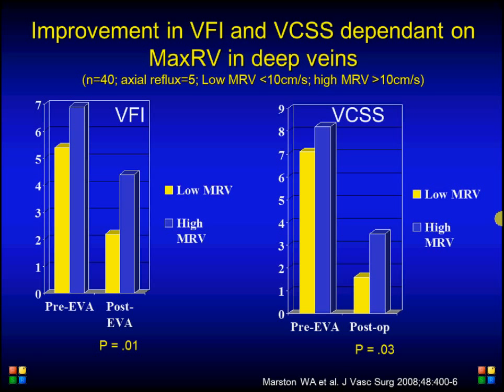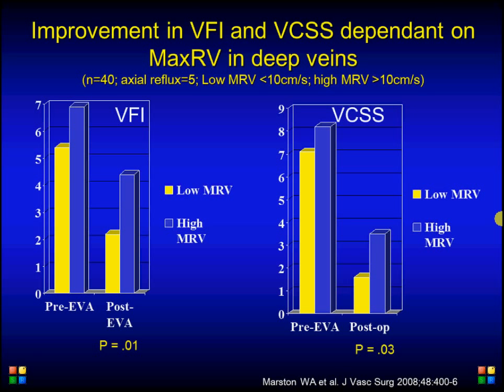And on the left-hand side, you can see that before, and then they divided the two groups into low MRV and high MRV by the 10 centimeters per second. Now, before it showed that the VFI was higher when the deep system was involved, and on your right side, the VCSS was higher when the deep system was involved.